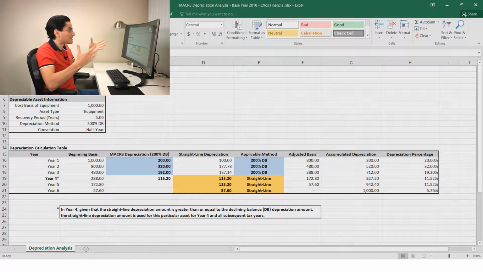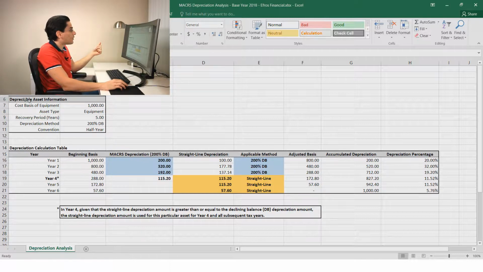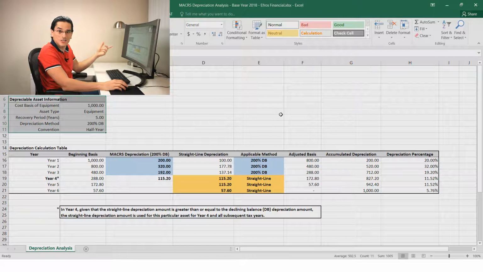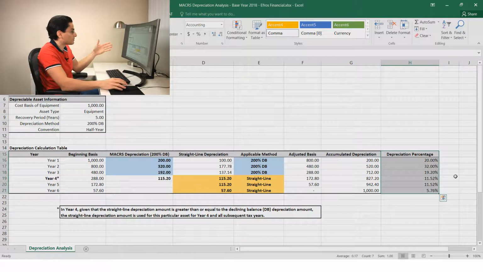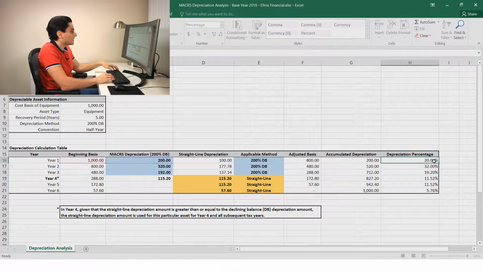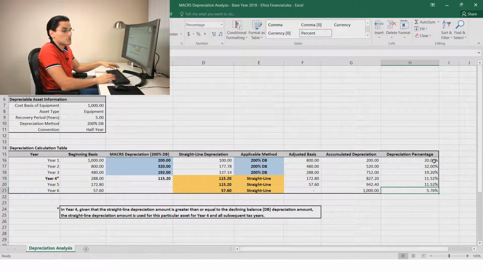Now, hopefully, this helps shed some light on how all of this comes together and how all these crazy figures are calculated. But just know that if all you knew was this right here, you can use the tables in the back of publication 946 to find out these percentages and simply multiply the beginning basis by each one of these to calculate what the depreciation is for every particular year. So that was a brief look at MACRS Depreciation.